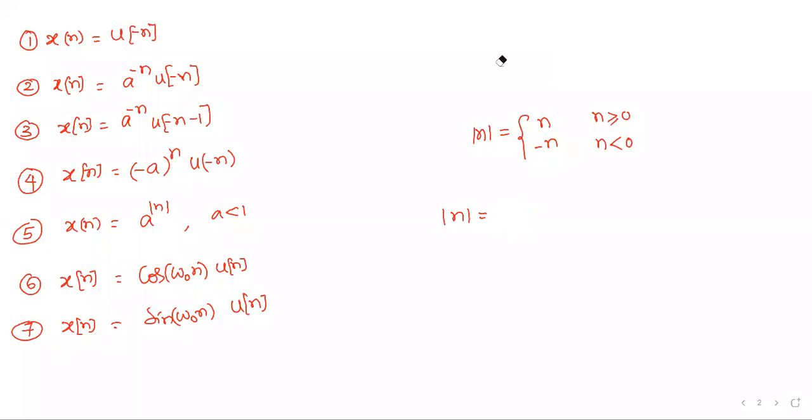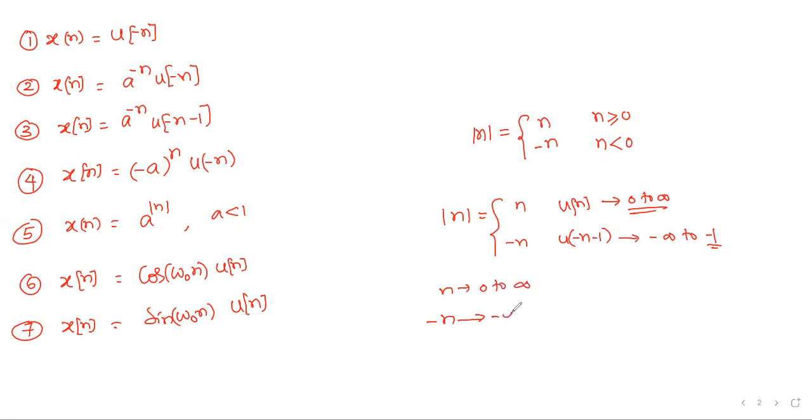Modulus n is nothing but n for u of n. U of n is nothing but 0 to infinity. That is the meaning, n is greater than or equal to 0. So minus n is nothing but u of minus n minus 1. What are the limits? Minus infinity to minus 1. But what are the limits of n? The limits are 0 to infinity. What are the limits of minus n? Minus infinity to 0. These two you need to differentiate. Many students get confused between modulus n and minus n.